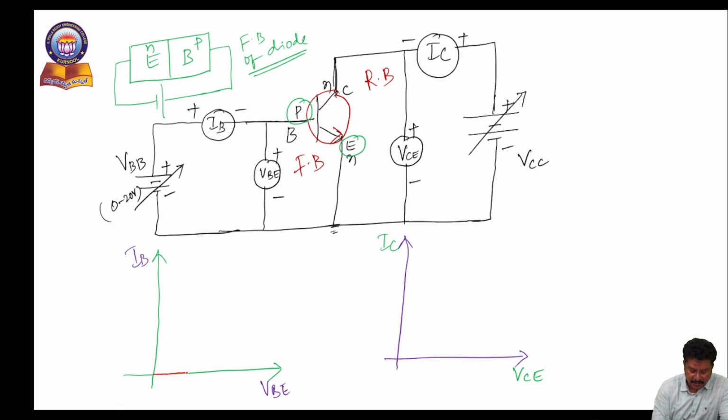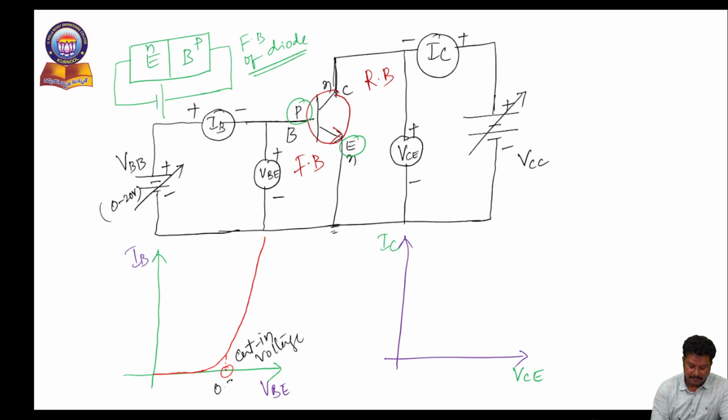So initially there is no variation in current, and after that we can experience the variation of current like this. The point where the current is increasing suddenly, as you go on increasing the input supply VBB, then the input voltage is increasing, obviously current is increasing. The point where the current is increasing drastically, that point we are calling as cut-in voltage.